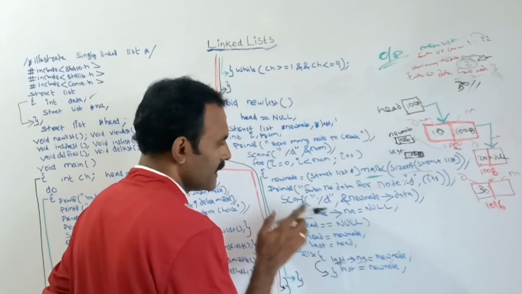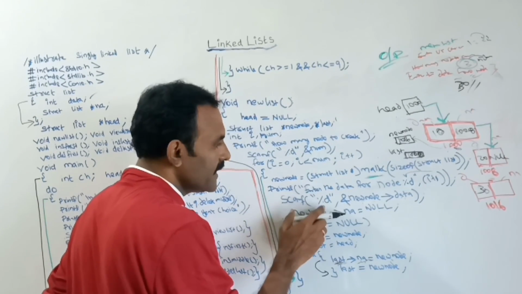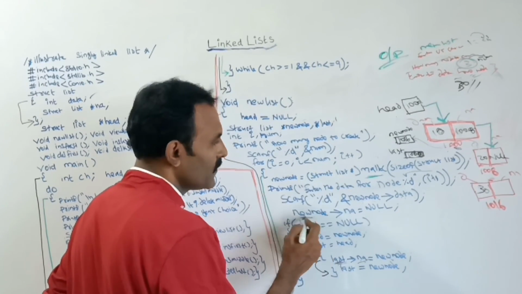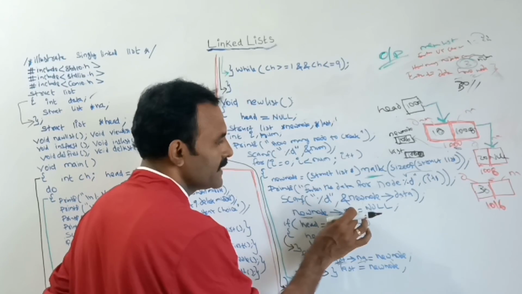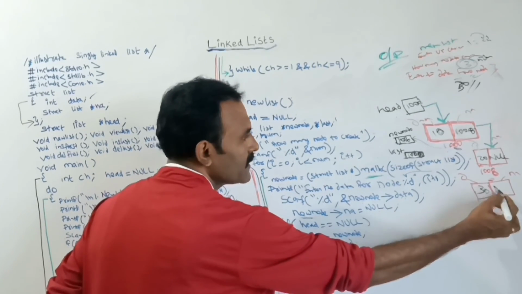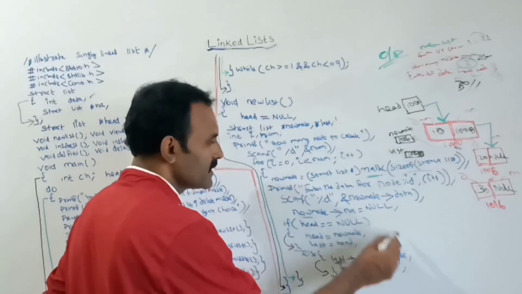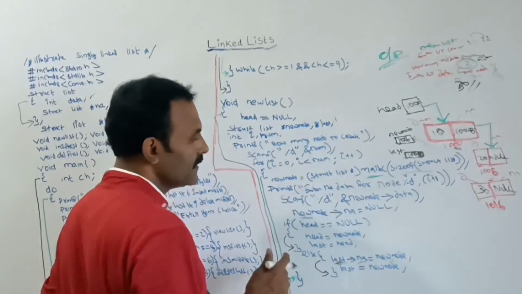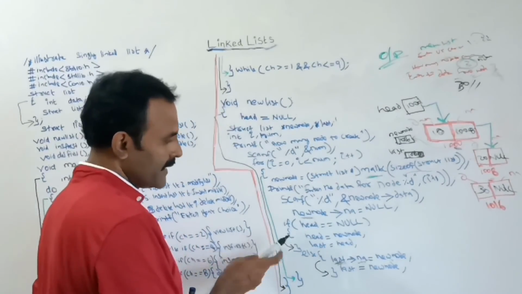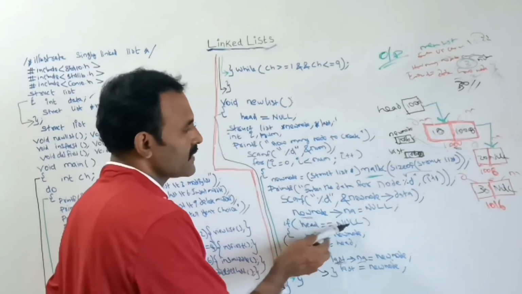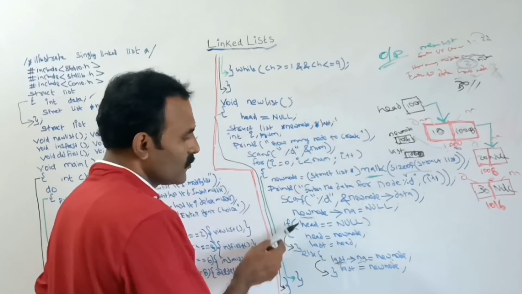Next, new node of NA is equal to null. Now new node is 1016, and the 1016th NA part is now null. So here this one is null. Next, by using this if condition I am setting the link, the linear relationship link. Here the if condition is false because it is not null. Now it goes to the else part.